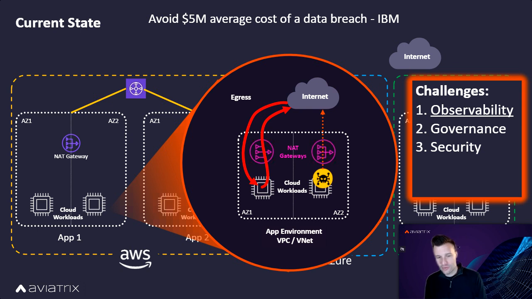IBM says that the average cost of a data breach within the cloud is about $5 million per company. So it's a significant cost for something that should be fairly simple to stop, right? It doesn't scale because we're managing a NAT gateway in every single one of these VPCs or VNets. And again, you can try and Terraform automate it as much as possible, but you're having to touch every individual gateway. And then of course, the costs that we just talked about.